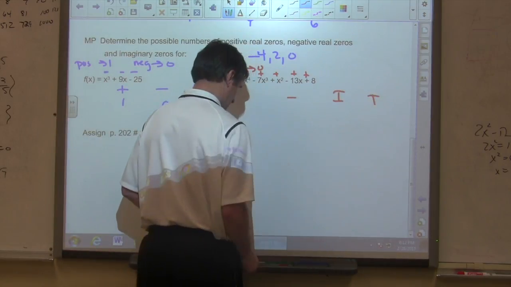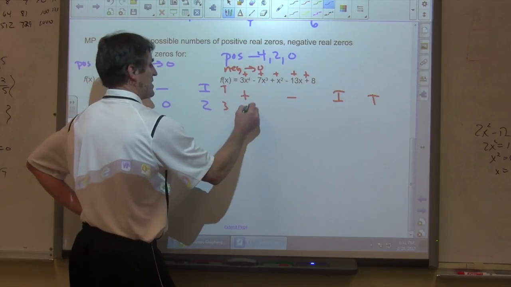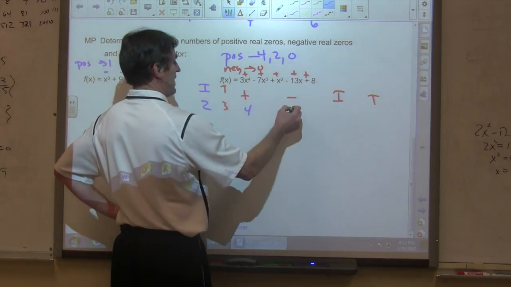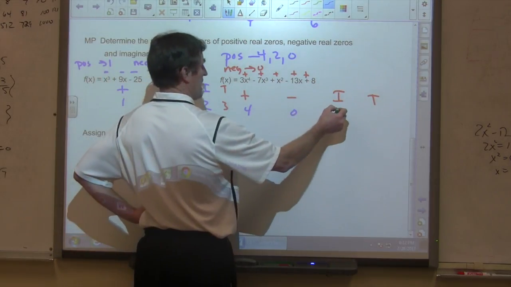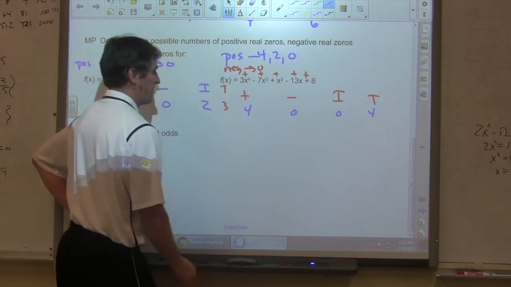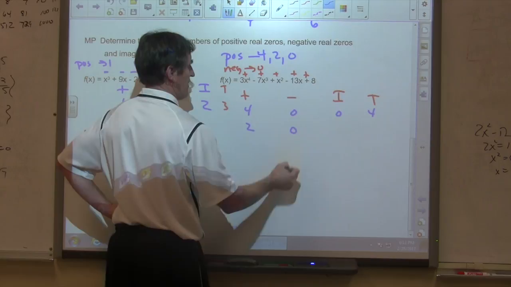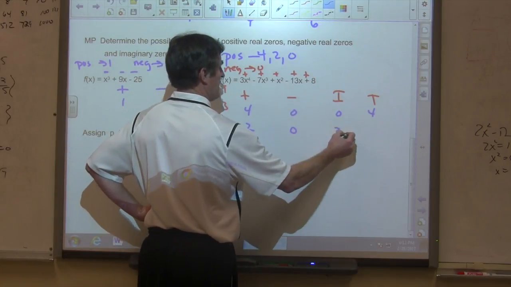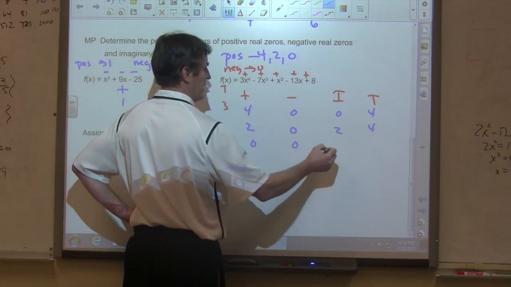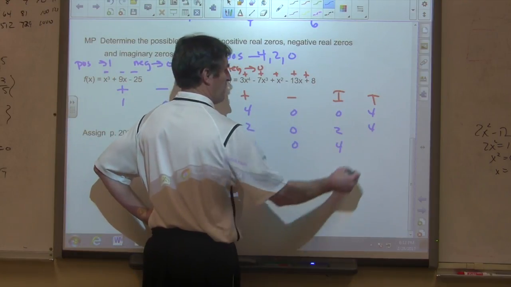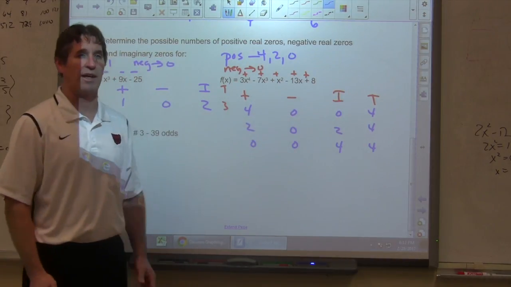So total, and you can just write it like this. So we could have 4 positive. We can't have any negatives, and so our imaginaries would be 0 and gives us a total of 4. We could have 2 positives. We still can't have any negatives, so we'd have to have 2 imaginary and 4. Or we could have 0 positive, 0 negative, which means we have to have 4 imaginary to get to our total of 4. And so that's how you're going to make the charts on that.